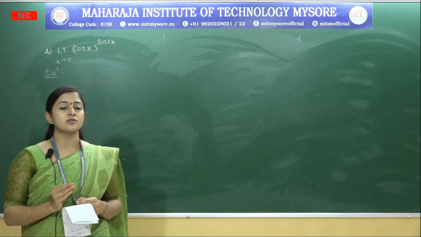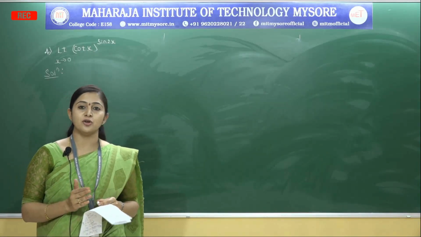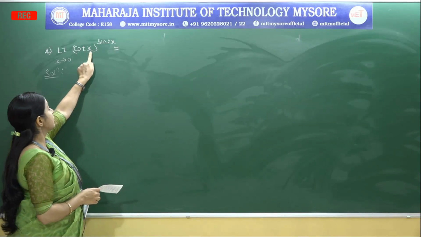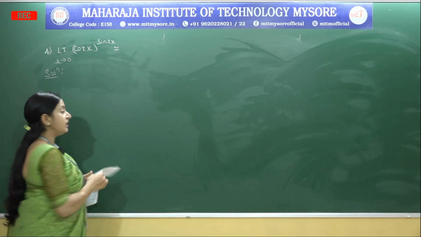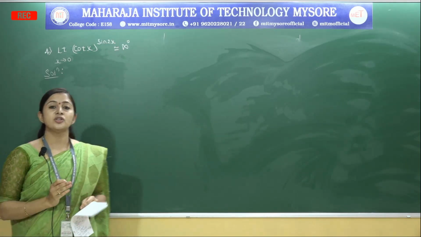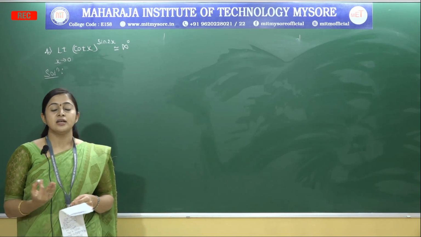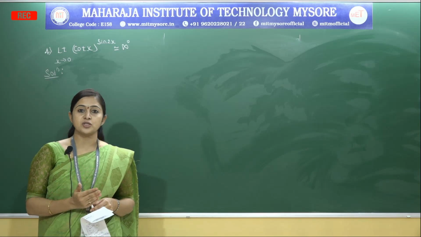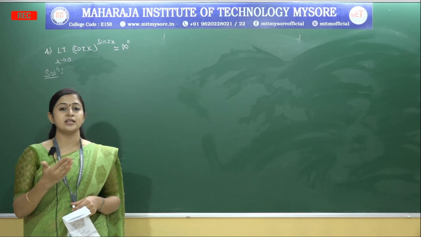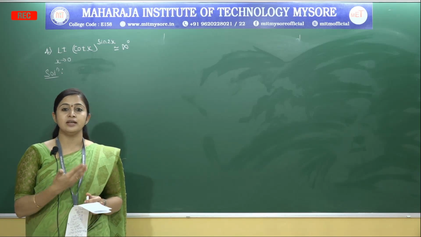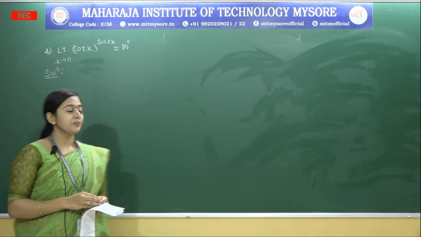Limit of cot x with the power sin 2x, both are trigonometric terms. So apply the limit as x tends to 0. Cot 0 is infinity. We will get infinity. Sin 0 is 0. So the given indeterminate form is infinity power 0. First, as usual, you take the given term as y, take the log on both sides, then apply the limit, then convert into standard indeterminate form, then you will get the answer.